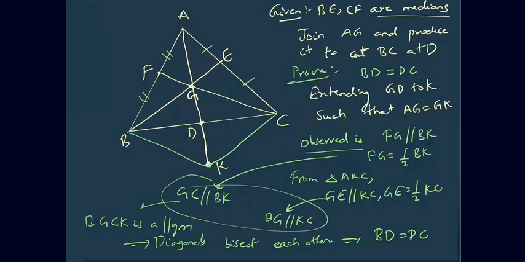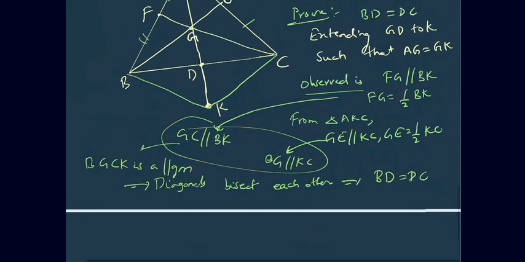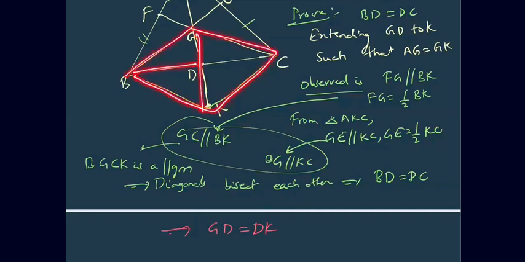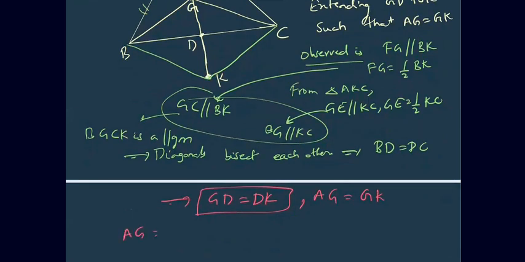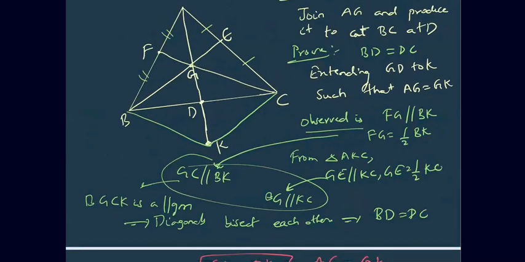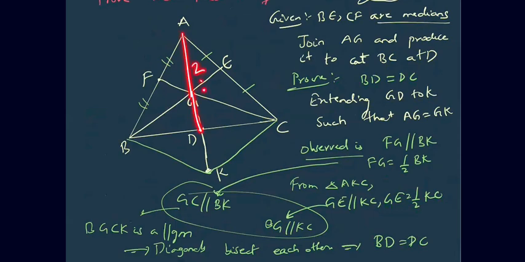Okay, now let us also see the ratio in which the centroid divides the medians. Okay, so since the diagonals bisect each other, I can say that BD is equal to DC, and also I can say that GD is equal to DK, right? Because in this parallelogram BGCK, diagonals are BC and GK, right? So BD is equal to DC and GD is equal to DK. Okay. Now since GD is equal to DK and AG is equal to GK, so I can say that AG is nothing but twice of GD, right? So then I can say that AG by GD is nothing but 2:1. Fine. So my AG by GD is 2:1.